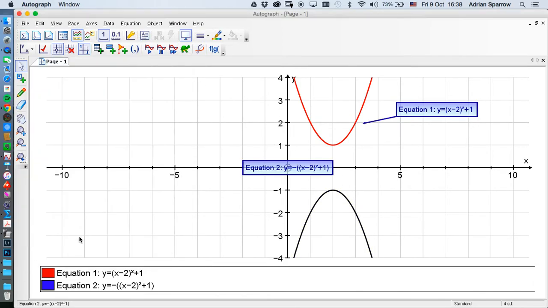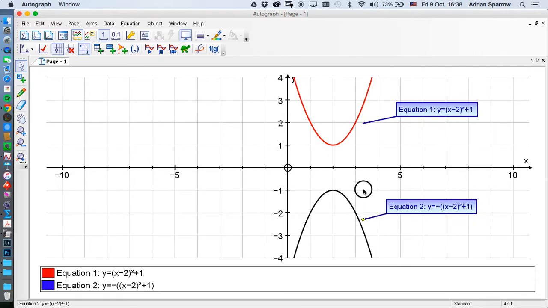Now you can see that that curve is actually a reflection in the x-axis, or a reflection in y equals 0. So that was when I put a minus in front of the entire curve.